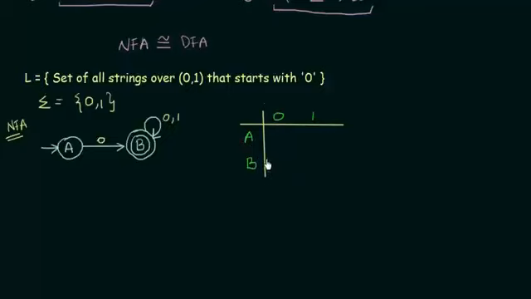Now let us fill up this table. A on getting input 0, where does it go? It goes to B.